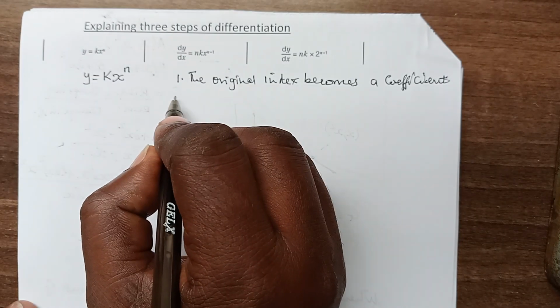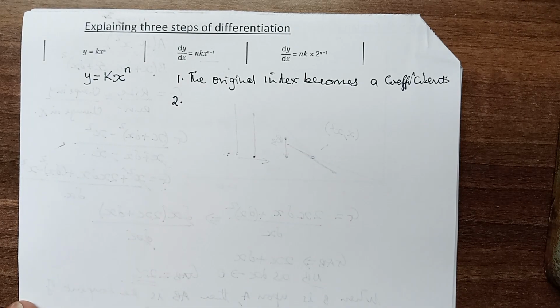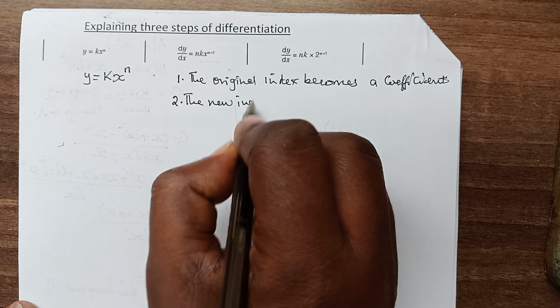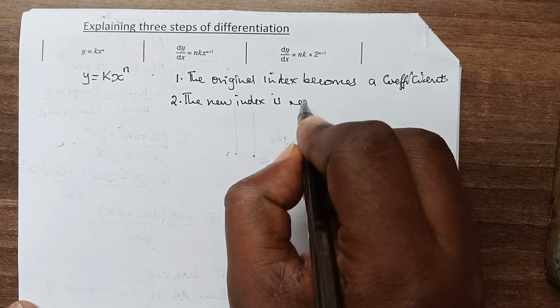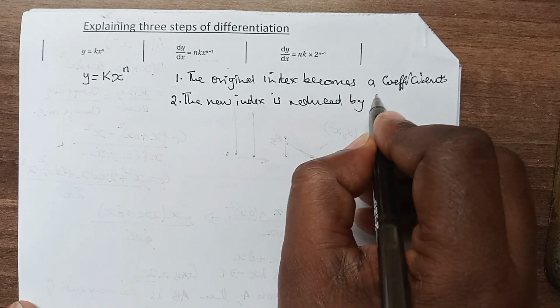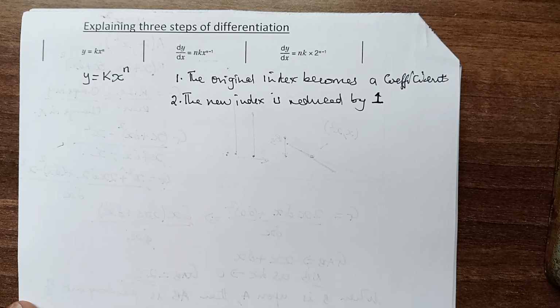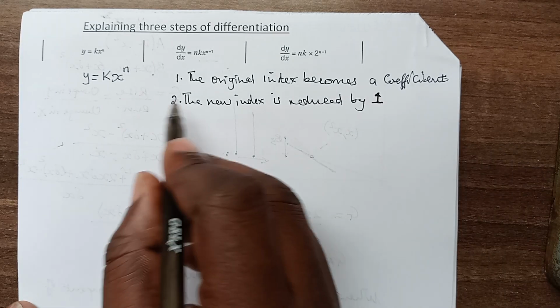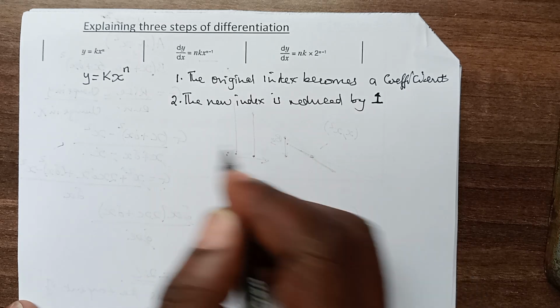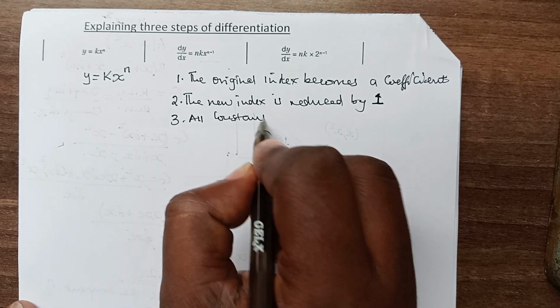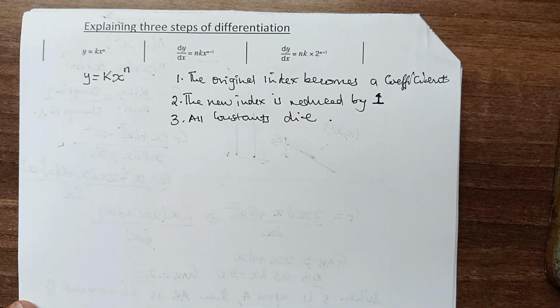Now, if you want to get the gradient of the curve, we have to first of all understand that step. Step number 2, the new index is reduced by 1. You reduce it by 1. We are going to see how. And of course, step number 3, though it is already incorporated in step number 2, we can talk about all constants. All constants die, and I will show you how they die.